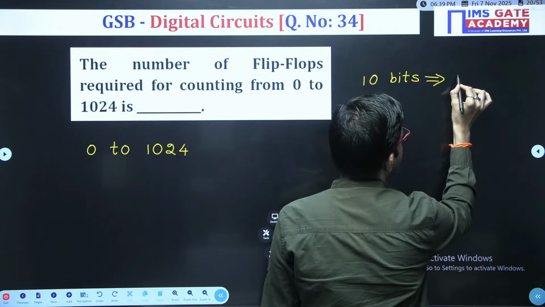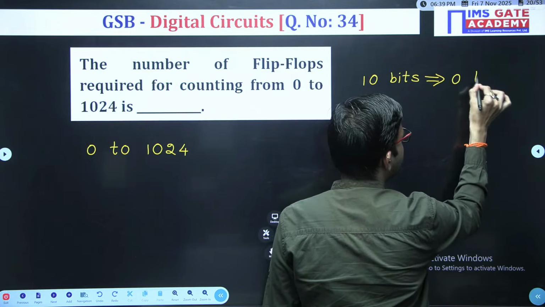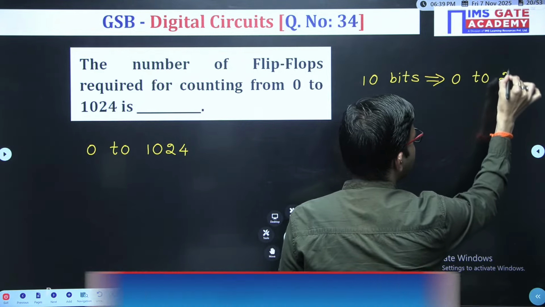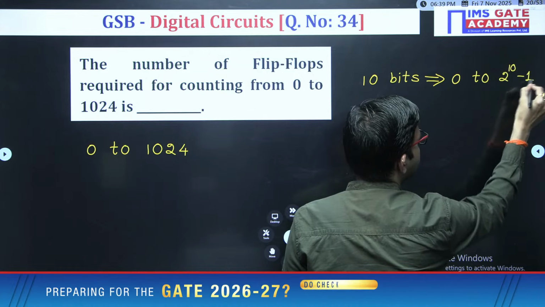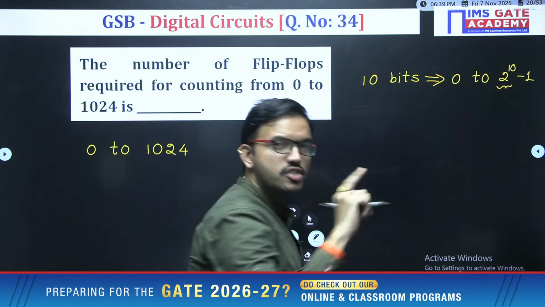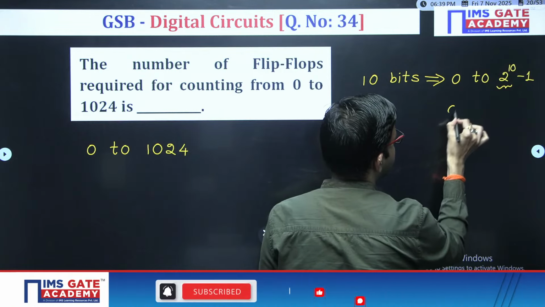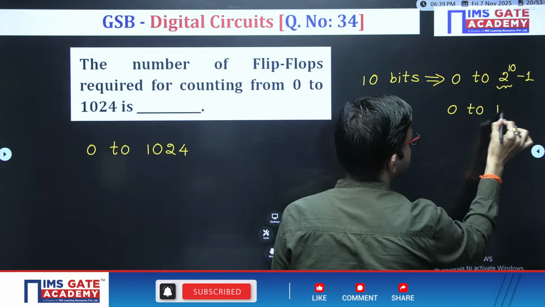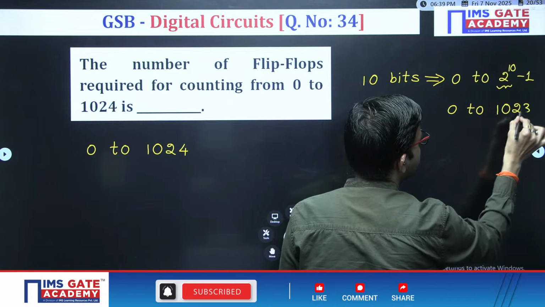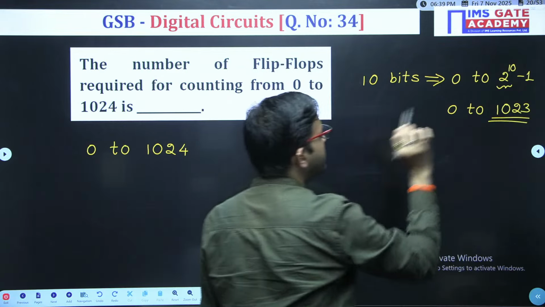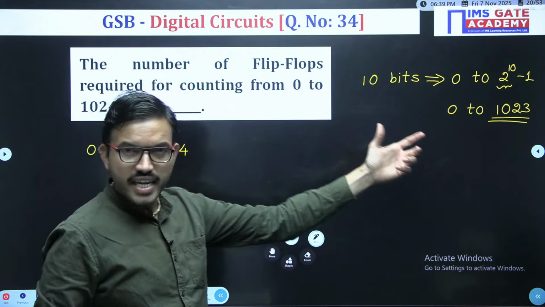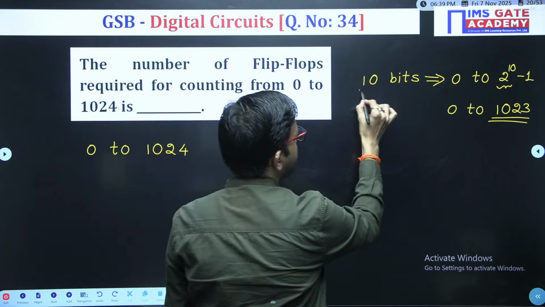But since you are starting from 0, the maximum value will be 2 power 10 minus 1. So 2 power 10 is nothing but what? 1024. From there, minus 1. That means 1023. So that is the twist here. So 0 to 1023. That means in order to represent any of the values, 10 bits are sufficient.